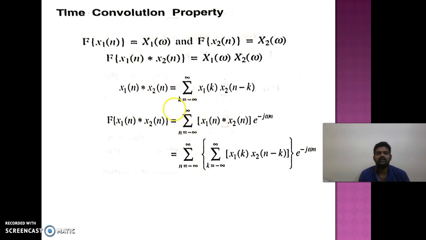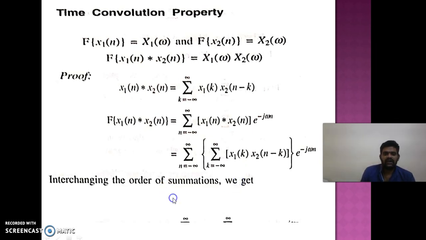The convolution sum for discrete functions is defined like this: x1 of n convolved with x2 of n is equal to the sum over k from minus infinity to plus infinity of x1 of k times x2 of n minus k. Then, taking the Fourier transform of this function, the DTFT of x1 of n convolved with x2 of n is equal to the sum over n from minus infinity to plus infinity of x1 of n convolved with x2 of n, times e power minus j omega n. Substituting this convolution sum formula into this equation, we have double summations.